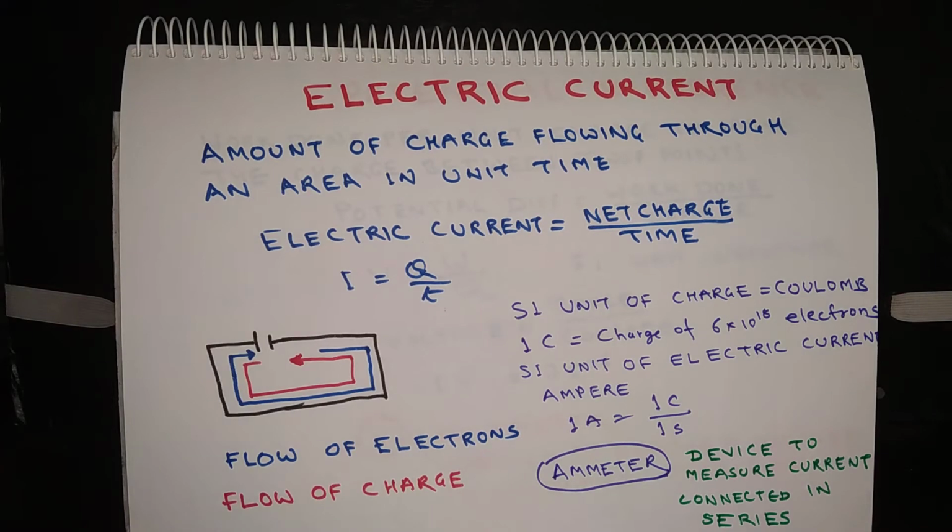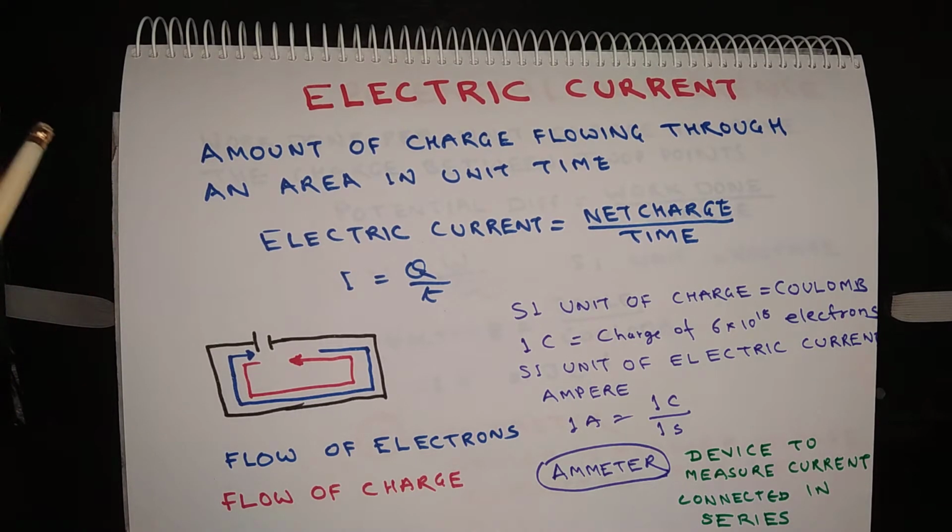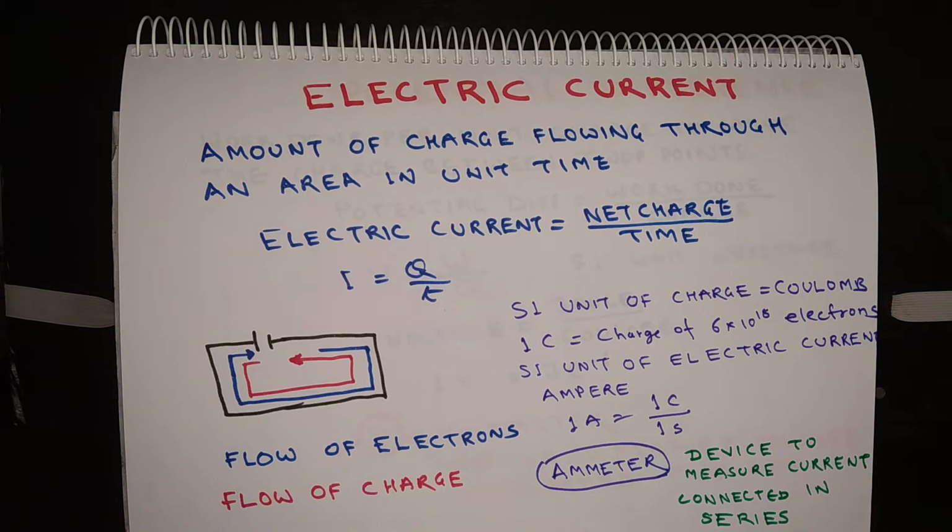Electric current is defined as the amount of charge flowing through an area in unit time. So the way we consider the flow of water as water current, say for example water is flowing through a pipe, then we say that water current is flowing through a pipe. Similarly, when electric charge is flowing through a conductor, we call that electric current is flowing through the conductor.